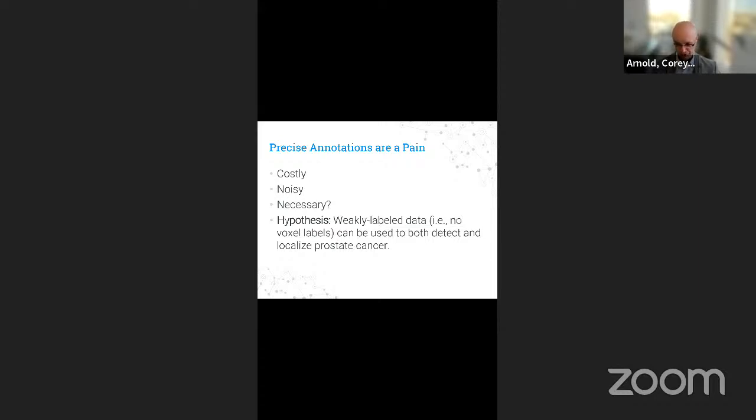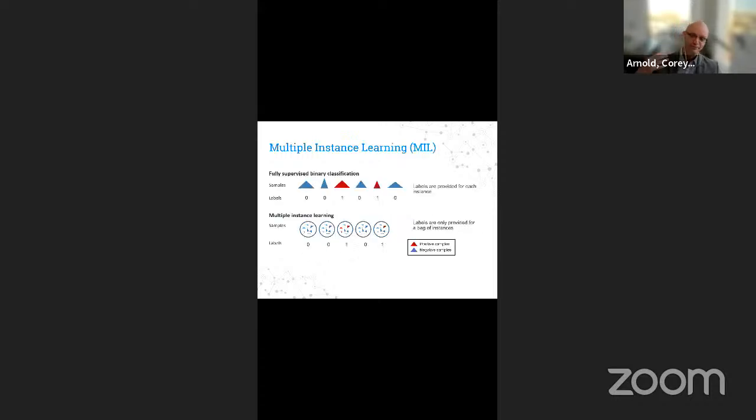So our hypothesis for much of our work is that weakly labeled data, so data with no voxel labels or pixel labels, can be used to both detect and localize prostate cancer. And so one of the recent models we put together tried to explore, well, Thomas already talked about this. This is the framework we leverage called multiple instance learning, a very basic introduction.